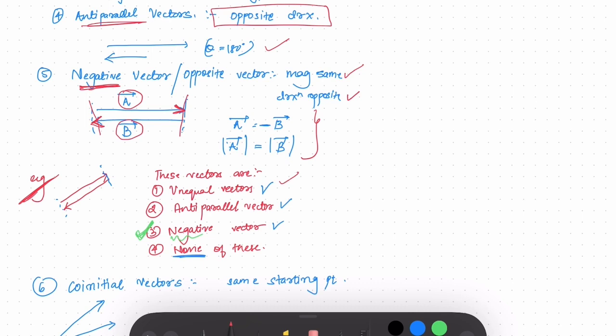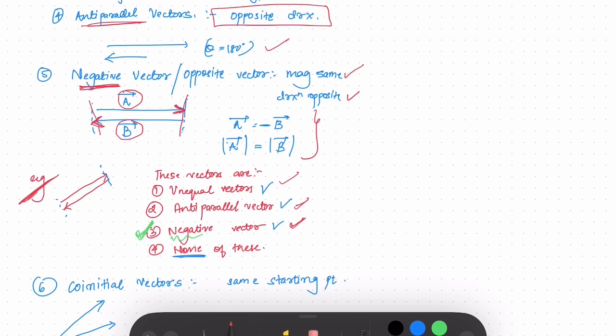Are they anti-parallel vectors? Yes, they are anti-parallel vectors as well. They have an angle of 180 degrees between each other. Are they negative vectors? Yes, they are negative vectors because they have equal magnitudes but opposite directions. And the fourth option, to your surprise, is not all of these but none of these.